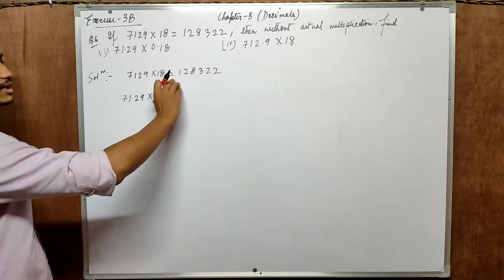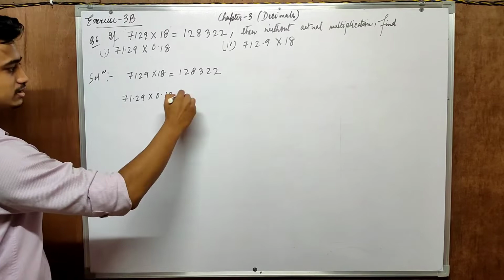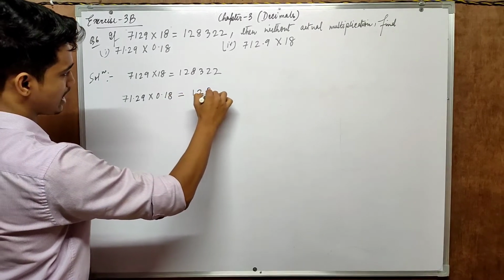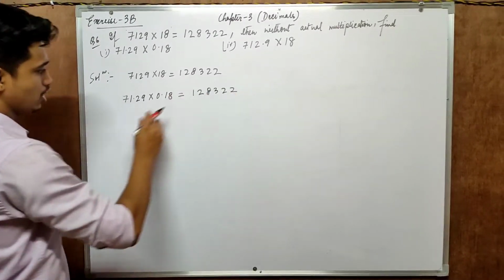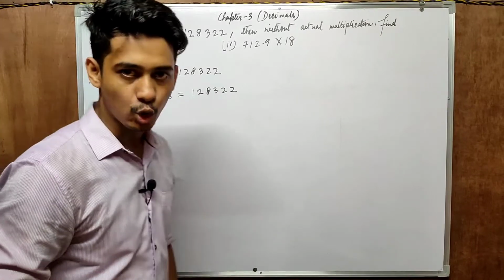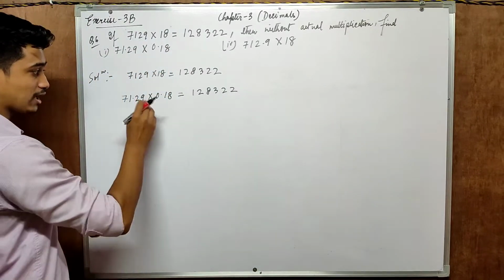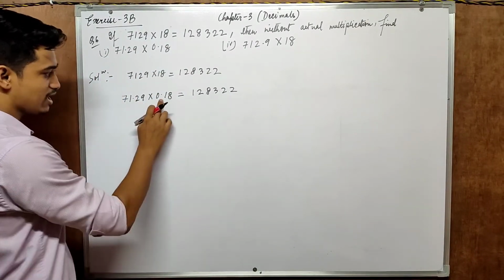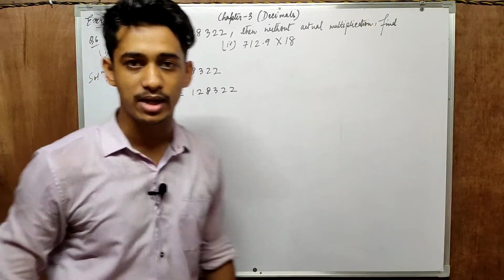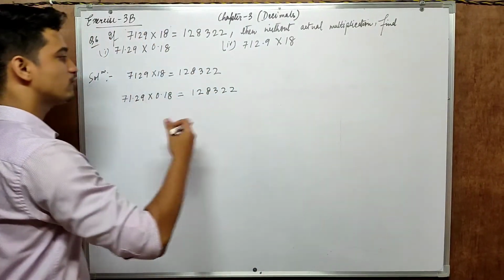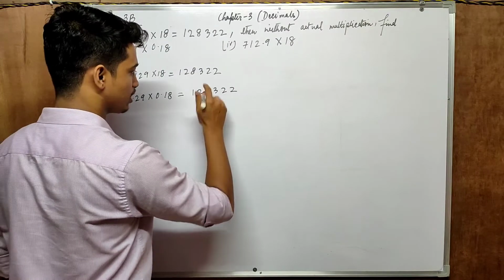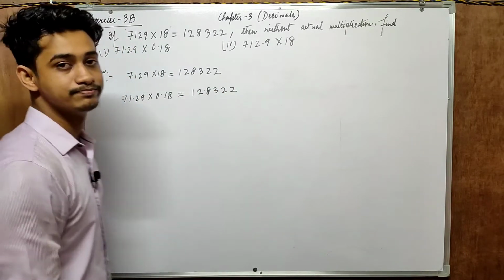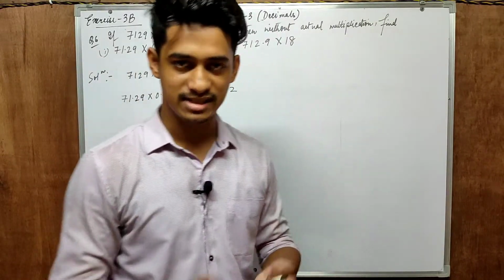And in the result section, it is already given what the result is. That is 128322. So how many decimal places are there in total that we have calculated? After the point, 2 digits and 2 digits, so collectively it will become 4. So we need to count from the right: 1, 2, 3, 4, and just put the point. That is the answer. Simple.